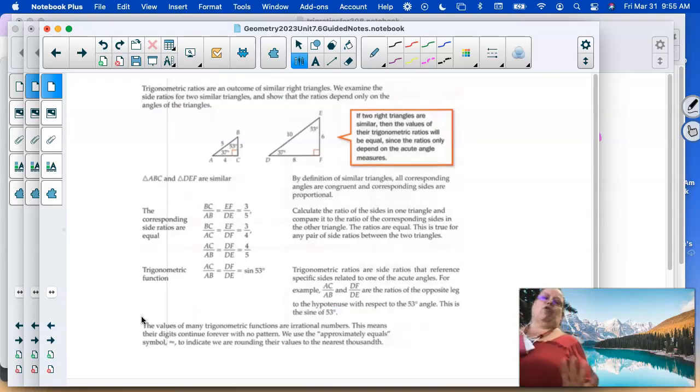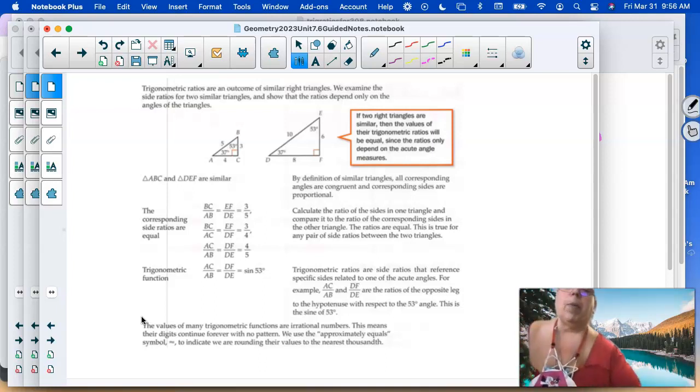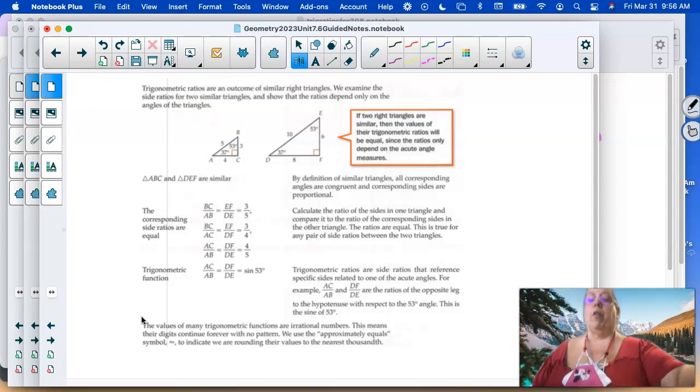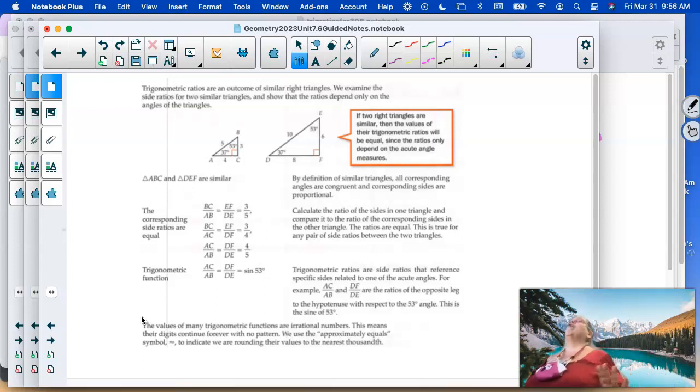Same thing, but now check this out. They gave us two triangles here, and they are similar, because 5 times 2 is 10, 4 times 2 is 8, 3 times 2 is 6, so the sides are in proportion. And the angles are equal, so the corresponding ratios are going to be equal. If you do BC divided by AB, that's the sine, it's going to be the same thing as EF divided by DE. They all reduce the same.